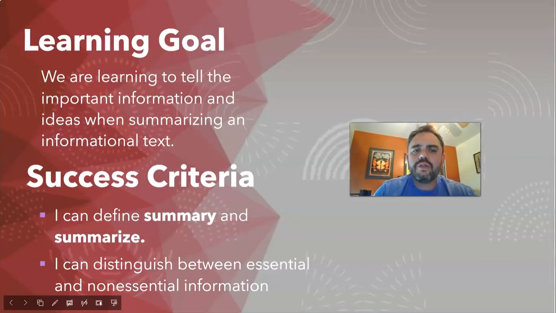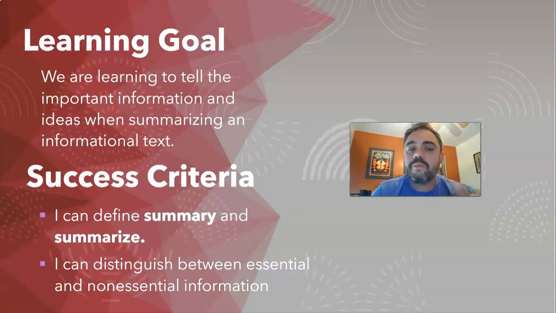Today we are learning to tell the important information and ideas when summarizing an informational text. That's our goal today. That's what we're trying to achieve. Along the way, we have some success criteria that help you know that you really have this idea and are headed to meet your goal.